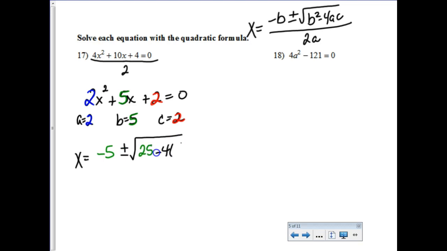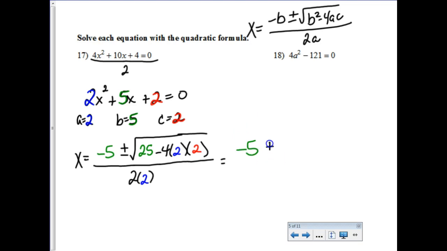Minus 4 times a times c. So a was 2 and c was also 2. And then everything there, all of that's the numerator, it's being divided by 2 times a. So you need to kind of partially simplify this. And I'm going to take some workspace over here if you don't mind. So that -5 is still out in front.